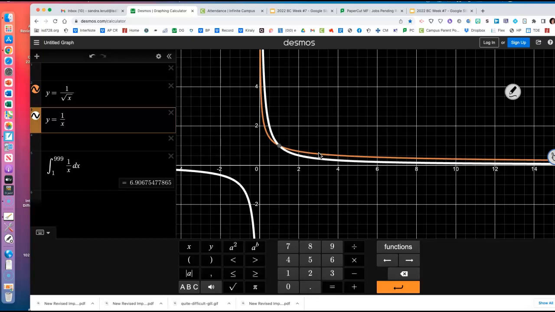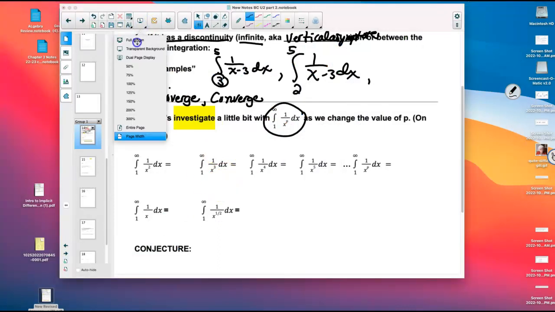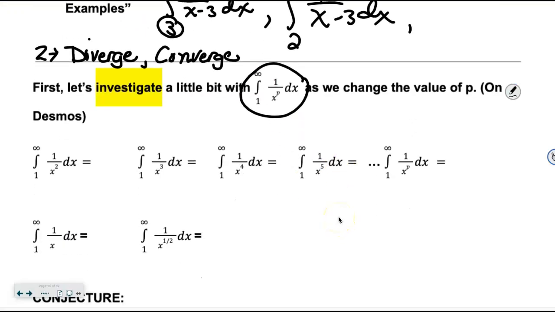Doesn't that make sense? And anything, I could change this to a cubed root, and it's going to even go above it and above it and above it. So we're going to have a little rule, and that's what I kind of took out of the notes, was the proof of all that. I just wanted to show you. So back to your notes here.